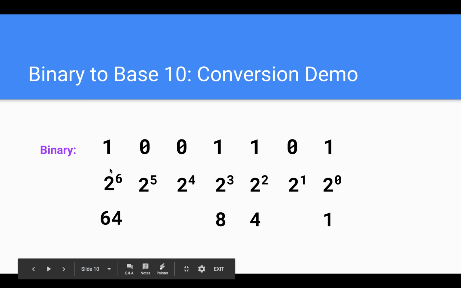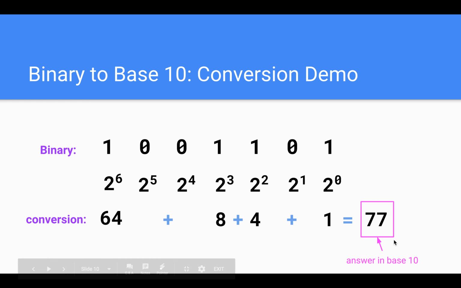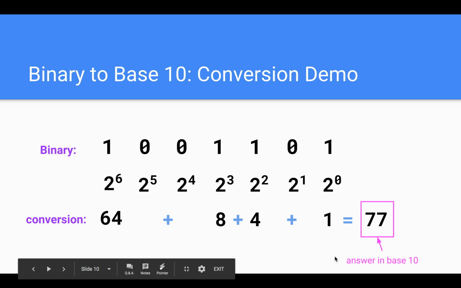So 2 to the 6th, or 64, 2 to the 3rd, 8, 2 squared, 4, and then 2 to the 0, which is 1. Any number to the 0 is just 1. And then we're going to add them together to get 77. And that's the answer in base 10.